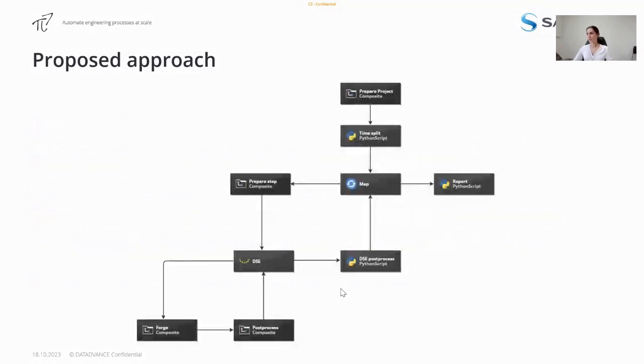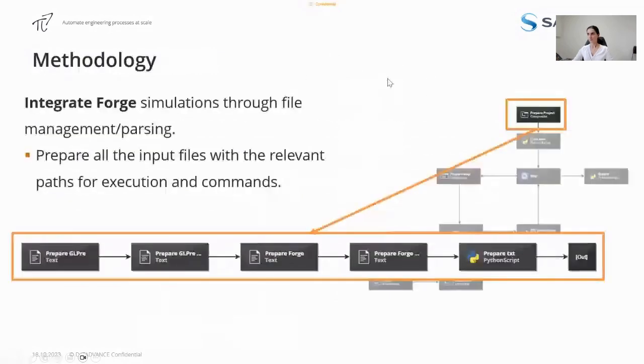So all of that was implemented in this workflow that may seem a bit complex, but I will explain it step by step to make it more clear. So let's start with the beginning, the block here on top. This block has the simple goal of integrating Forge simulations. So it's just preparation of files. Forge needs some specific commands to run. It needs some files to be placed in very specific folders and so on. This is what is done here. Just a reminder, this composite block is actually embedding a sub workflow, which is what is shown here. So this is just the administration of all the files.